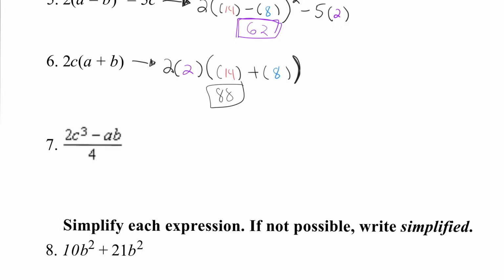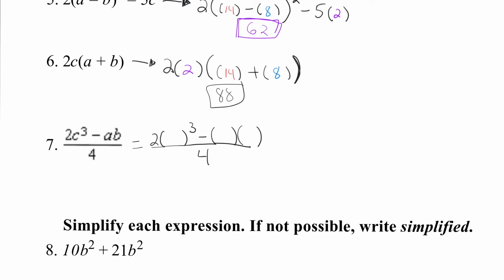Number 7, you do have a fraction, but we have to be careful where you are going to substitute the values. So I'm going to have my parentheses first of all. So here's the fraction line right there. And then you have the 2 on the top, parentheses with an exponent of 3, minus A, another parentheses, times the B. You are going to use another parentheses. And the bottom is just the number 4.